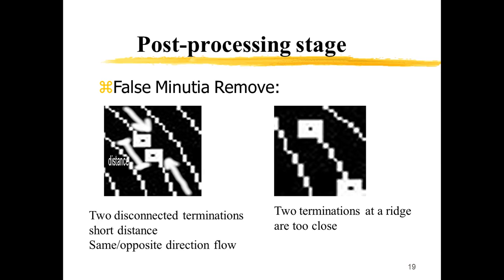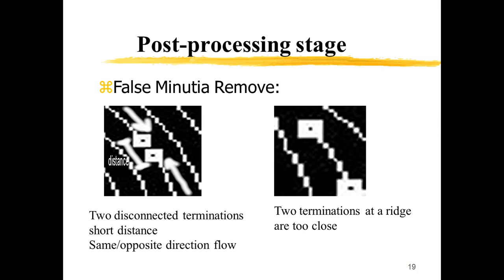False minutiae removal is performed because during processing of the image, it is possible that the ridges are broken, or that there are disconnected portions, or that there is a false bifurcation or termination detected while it doesn't exist. So these are handled using various analyses.